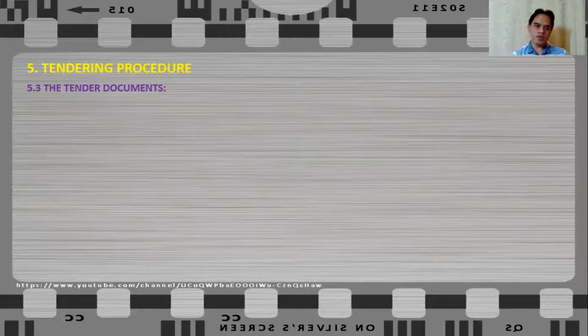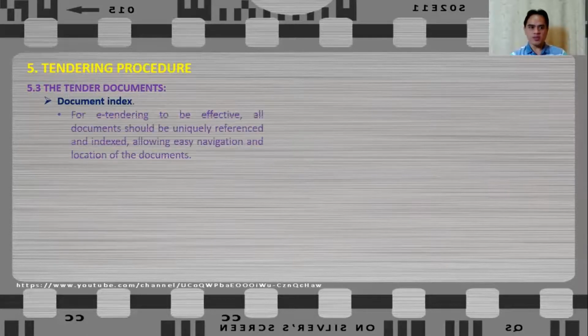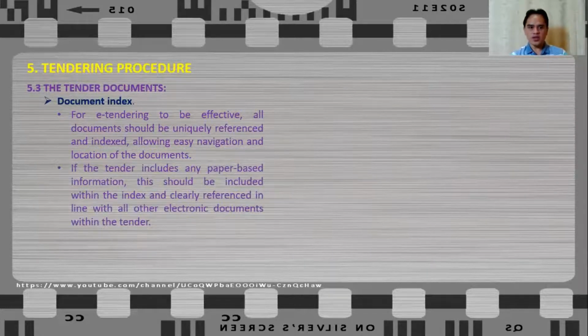Now, let's talk about the preparation of tender documents. You have to have a document index. For e-tendering to be effective, all documents should be uniquely referenced and indexed, allowing easy navigation and location of the documents. If the tender includes any paper-based information, this should also be included within the index and clearly referenced in line with all other electronic documents within the tender.